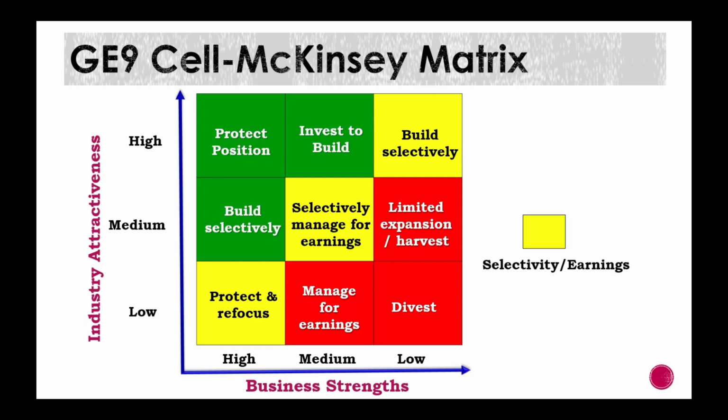So as we said, if the businesses or the SBUs are falling on the diagonal yellow color quadrant, then the organization should go for selectivity or managing their earnings. If the businesses or SBUs are falling on the green quadrant above the diagonal line, then the company should invest into build and grow strategies. And if the businesses are falling in the red quadrants or red zones, then the organization should try to lower their investment and harvest, or they should try to divest their businesses.